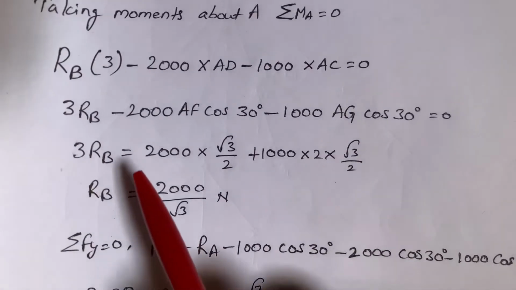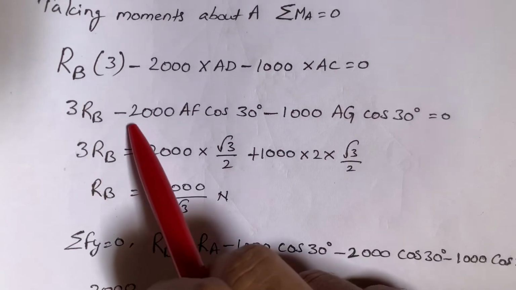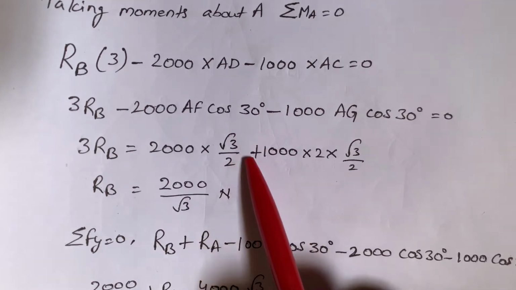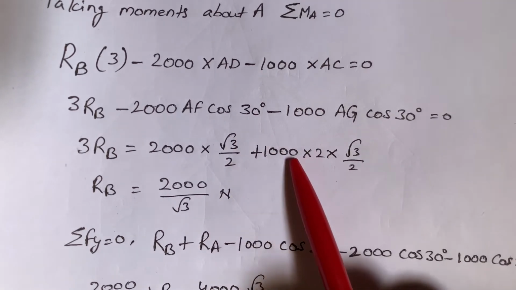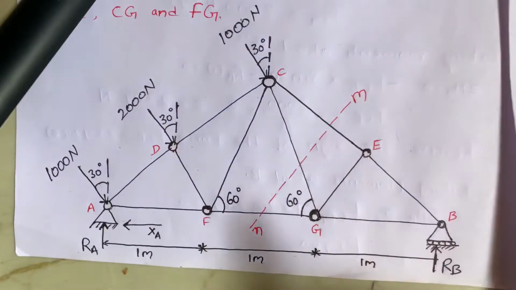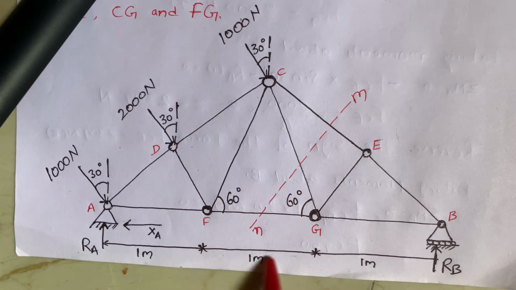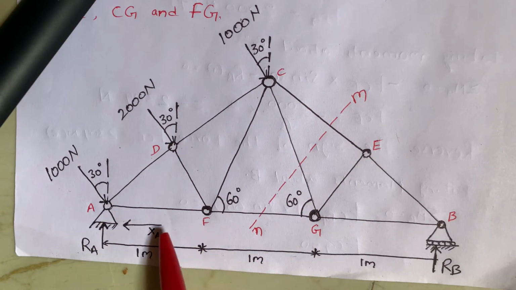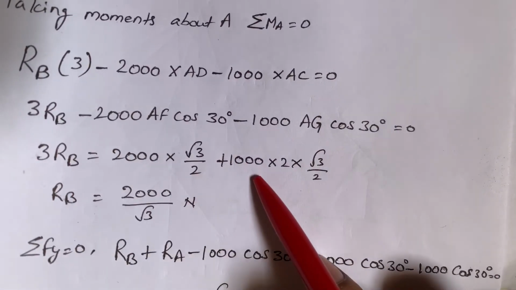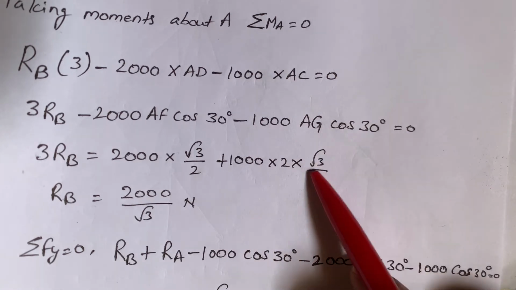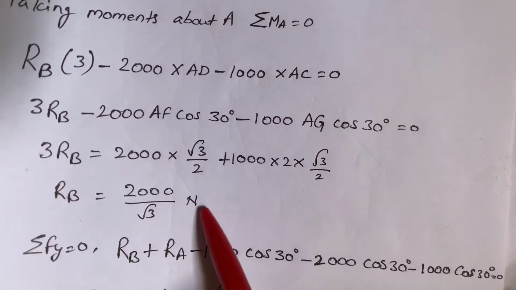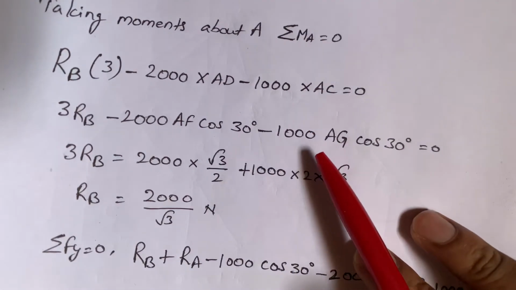After this I am solving for 3RB. I am taking this entire equation to the right side, then it is positive. 2000 into AF, where AF is 1 meter, into cos 30, root 3 by 2, plus 1000 into AG, where AG is 1 plus 1, 2 meters, into cos 30, root 3 by 2. So RB is equal to 2000 by root 3 newtons. So these are the moments.